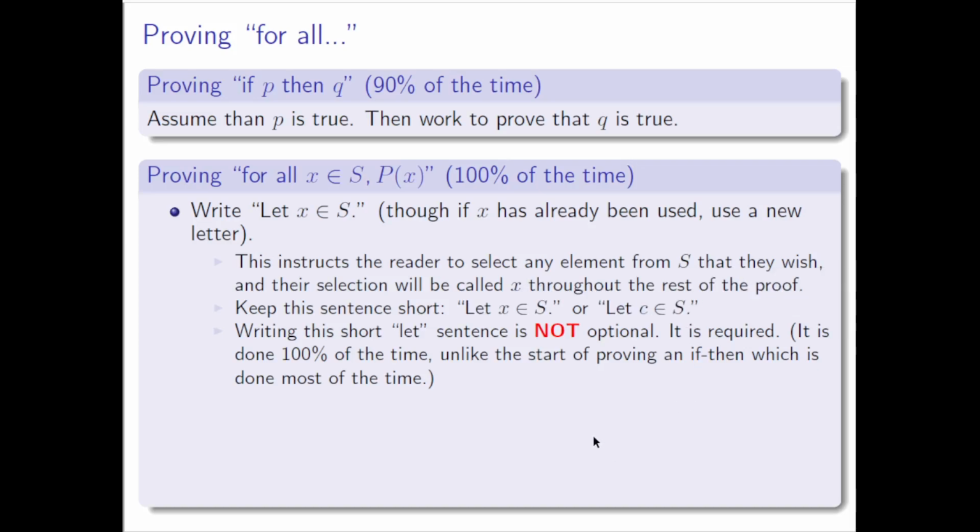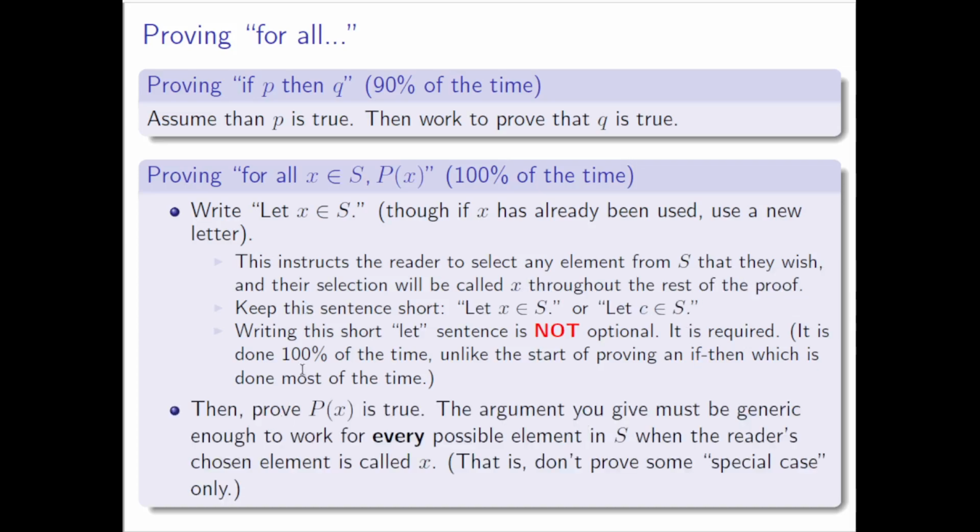Okay. Now, once you've done that, then you prove. Once you've written this, then whatever appears right here, p of x, you just prove that p of x is true. Now the argument that you give must be generic enough to work no matter which thing the reader selected from S. So don't try to prove just some special case.